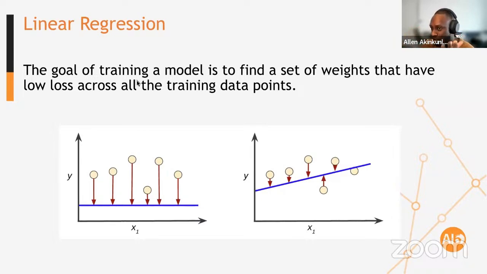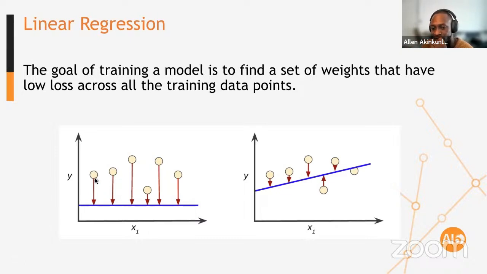The goal of training a model is to find a set of weights that have low loss across all the training data points. These are the data points we have here, for example. And someone put a line here, saying this straight line is what I believe approximates this relationship, which obviously is a bad choice. The y-intercept is somewhere here, and it has a flat gradient, or 0 gradient.